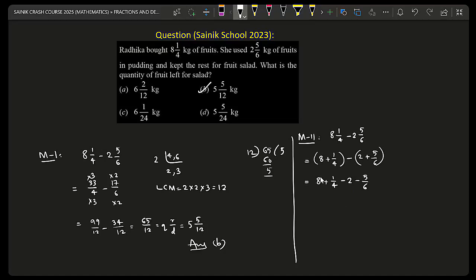Yes, sir. Now we can do this 8 minus 2. What is 8 minus 2? 6. So just write 6 here. Then 1 by 4 and 5 by 6. Are they like fractions or unlike fractions? Unlike fractions.